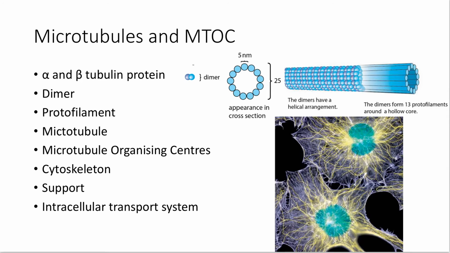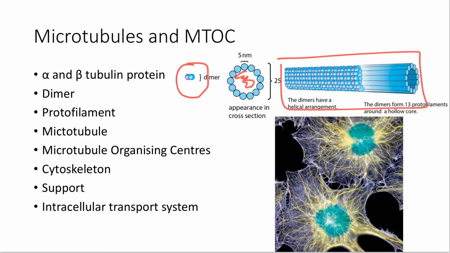So here you can see two tubulins forming a dimer and then a special arrangement which also leaves a hollow space and then forming a microtubule. So these microtubules are important elements of the cytoskeleton along with microfilaments and the intermediate filaments, which are actually not the topic of AS biology.